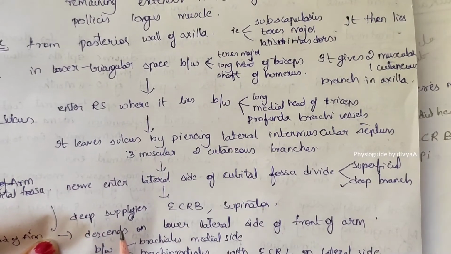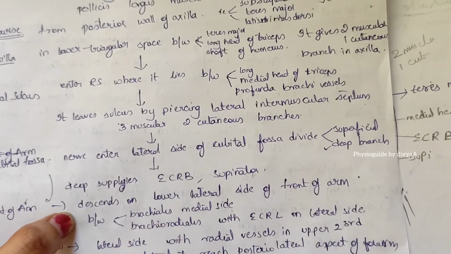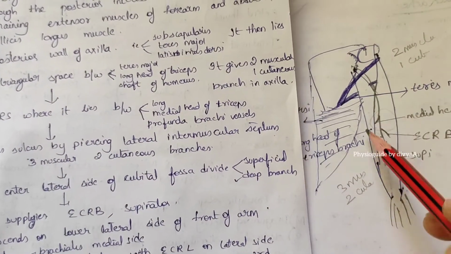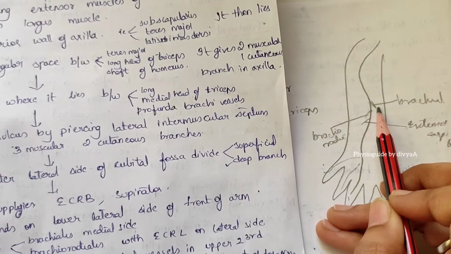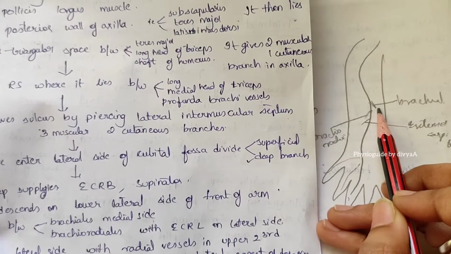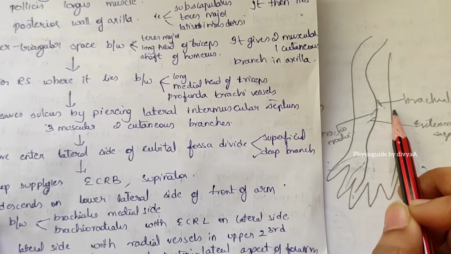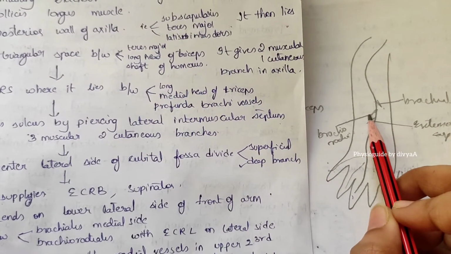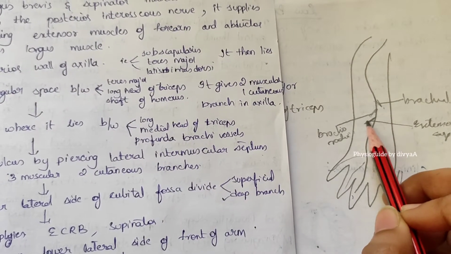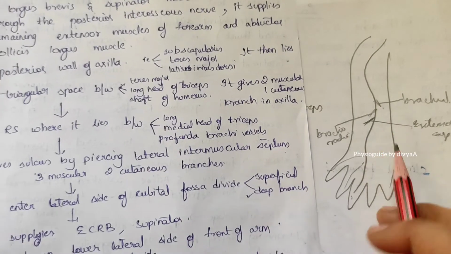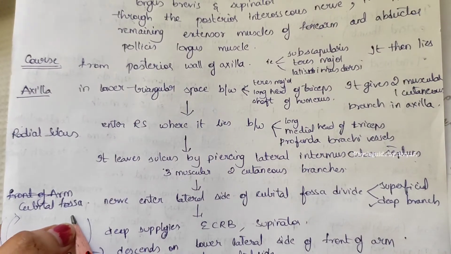In the front of the arm, it descends on the lower lateral side of the front of the arm, between the brachialis on the medial side and the brachioradialis with extensor carpi radialis longus on the lateral side. This is the back of the arm, and this is the front of the arm. Okay, it emerges on the front side. Next, it enters into the cubital fossa.